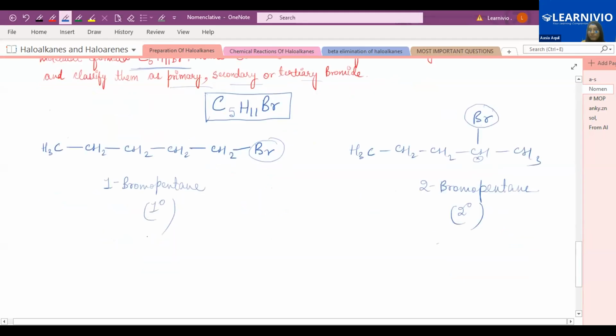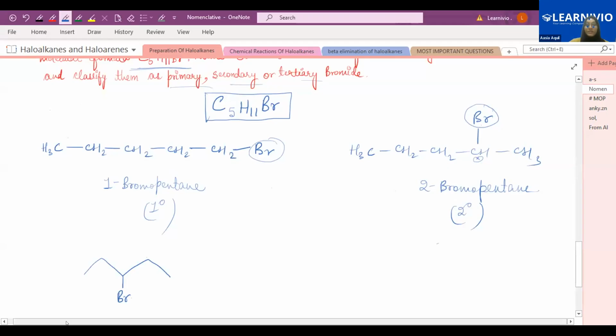Okay, again, just quickly do that. You just have to shift this bromine to the third position. When you shift it to the third position, you will get a different structure. You quickly do that. 1, 2, 3, 4, and here the third position, this is the bromine. 1, 2, 3, 4, 5. Again the C5H11Br, but here the position of this bromine group has changed.